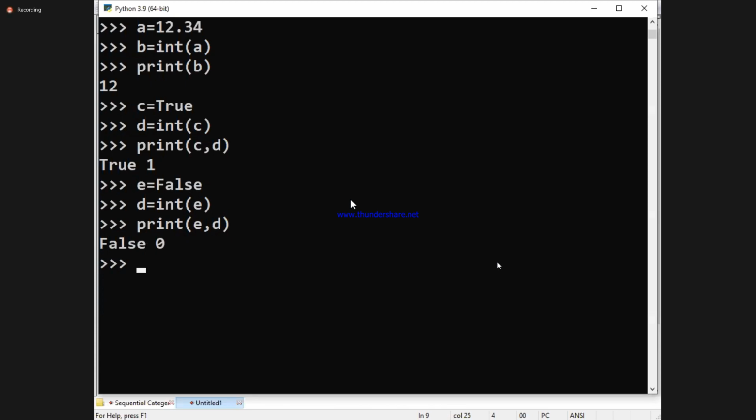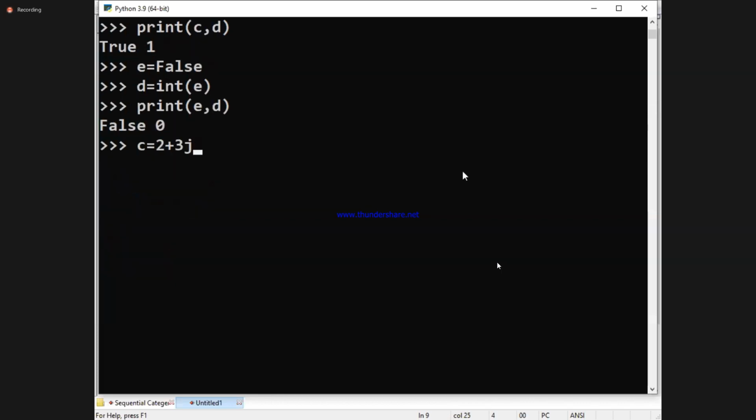Can I convert bool value into int? Can I convert float value into int? Yes. Shall I move forward? Yes. So next, C is equal to 2 plus 3j. What is that number, please? Complex. Next, D is equal to int of C. Int of C, valid or invalid? What is the value of D?